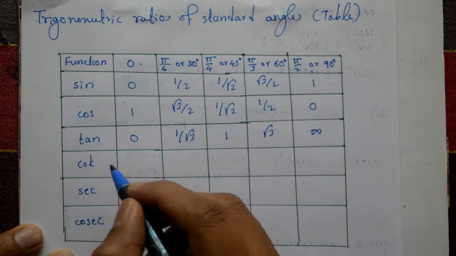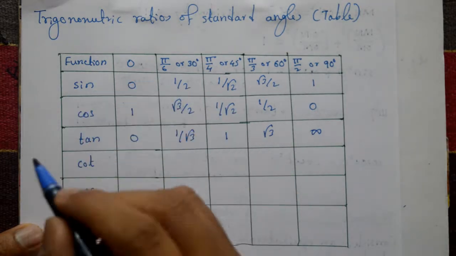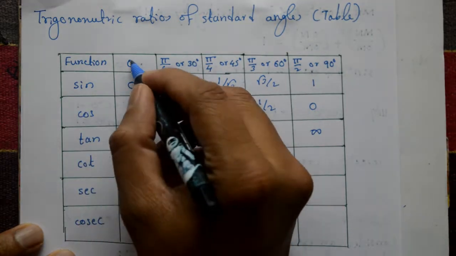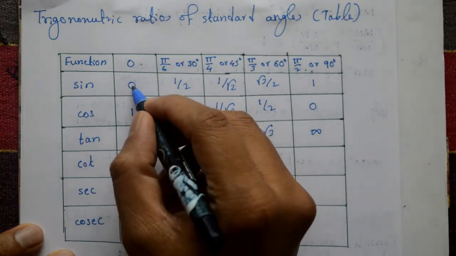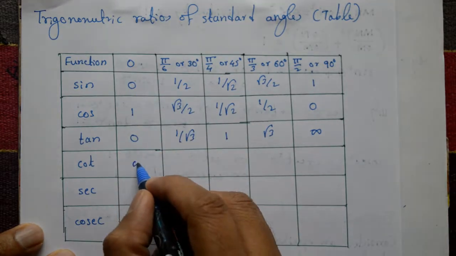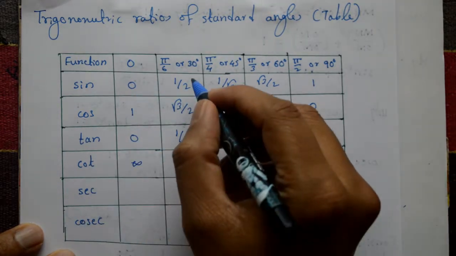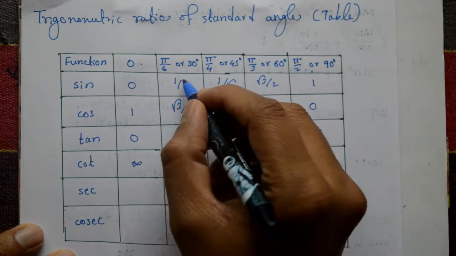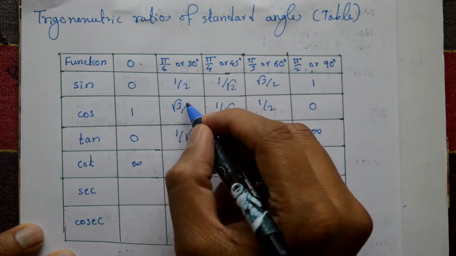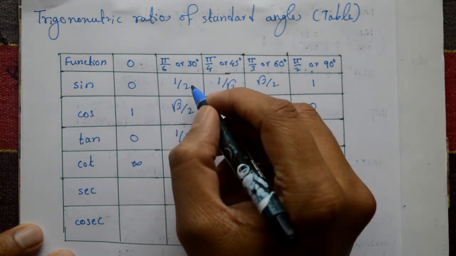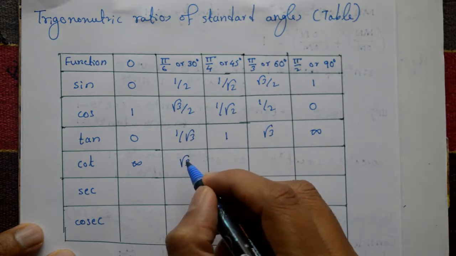Now cot. Cot means what? Cos divided by sine. Now cot 0 degree is 1 by 0, means infinity. Okay. Now cot 30 degree. Cos by sine: root 3 by 2 divided by 1 by 2. Means it is root 3 only.